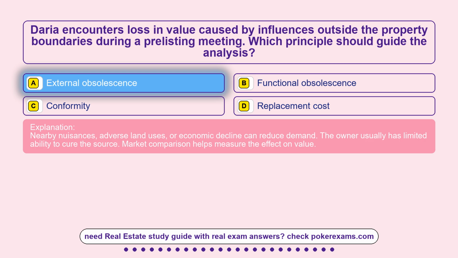Nearby nuisances, adverse land uses, or economic decline can reduce demand. The owner usually has limited ability to cure the source. Market comparison helps measure the effect on value.